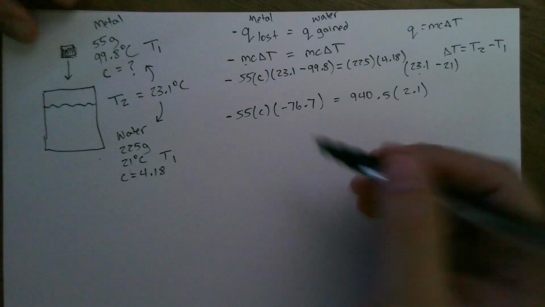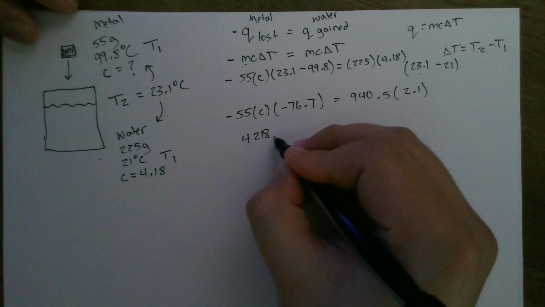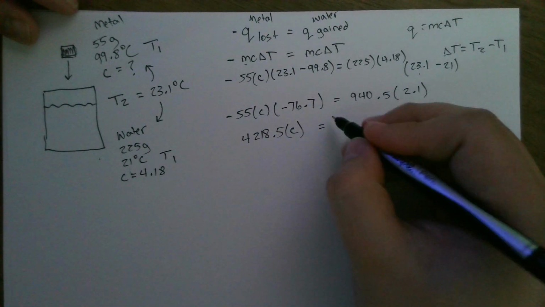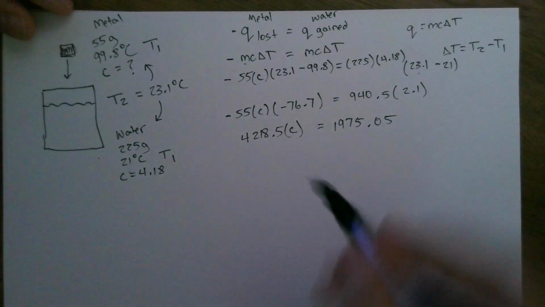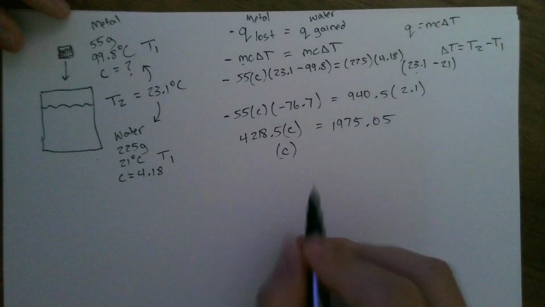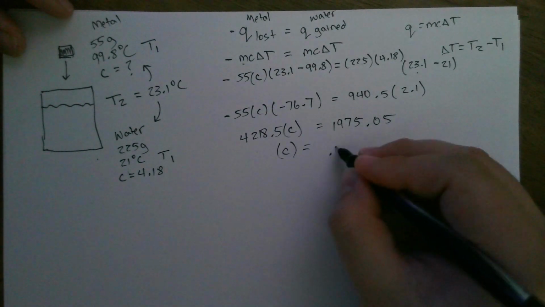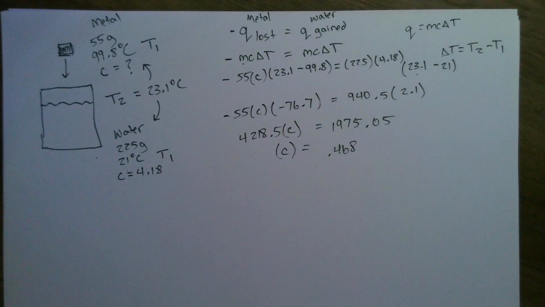Simplify again in my next step. These two negatives will become a positive, 4218.5 times C. Multiply these two together, 1975.05. C equals, divide, and I get 0.468. That's the specific heat of my metal.